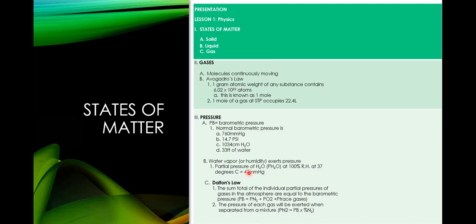Okay? And finally, Dalton's law. Here's another law. We just talked about Avogadro, now we're talking about Dalton. Dalton says the sum of the individual partial pressures of gases in the atmosphere is equal to the barometric pressure. That's what I said: the atmospheric gumbo, or barometric gumbo.